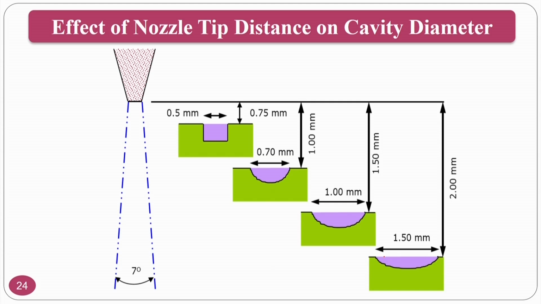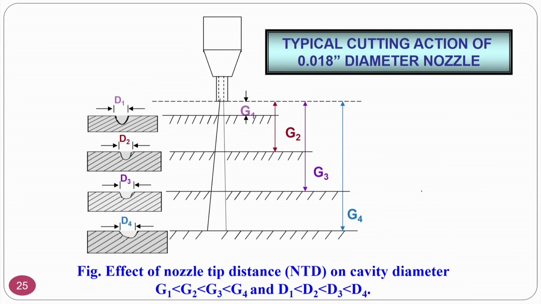this is a schematic for your better understanding. Diameter 1, G stands for nozzle tip distance and G2 stands for the increased nozzle tip distance. As the nozzle tip distance goes on increasing, your diameter will increase but your depth will decrease. Okay, that is what we want to convey from this particular slide.